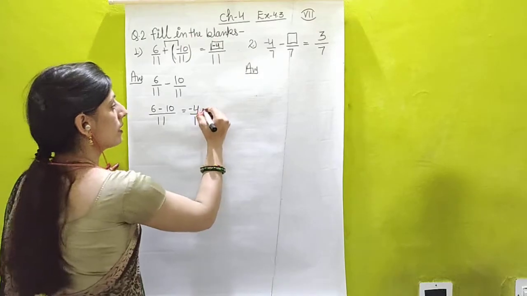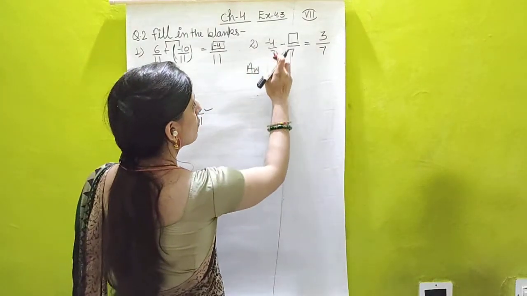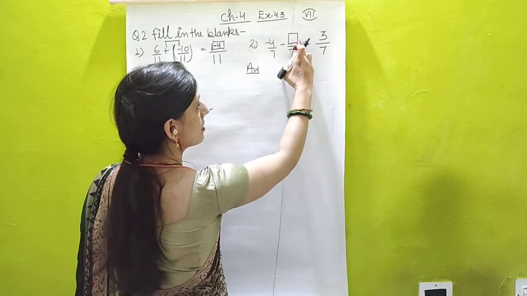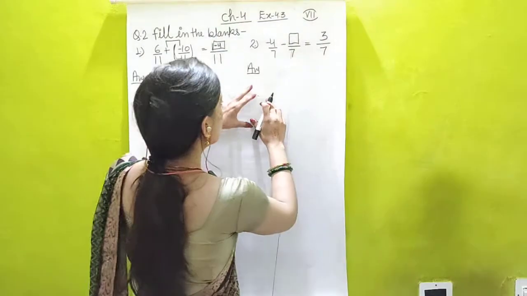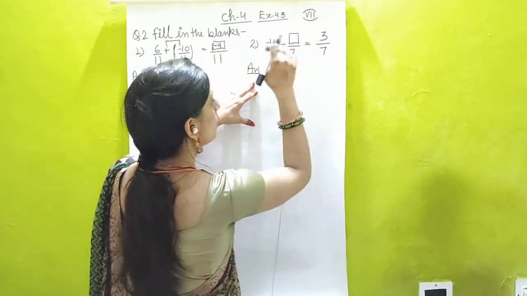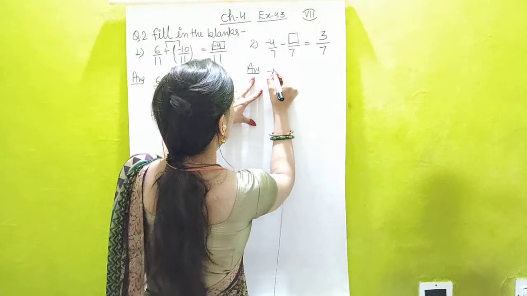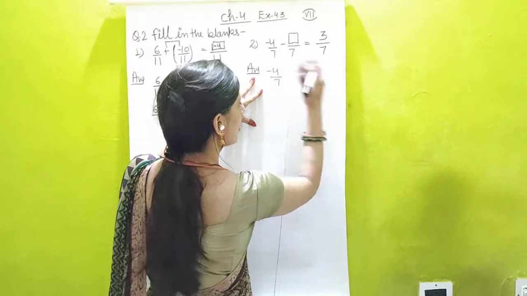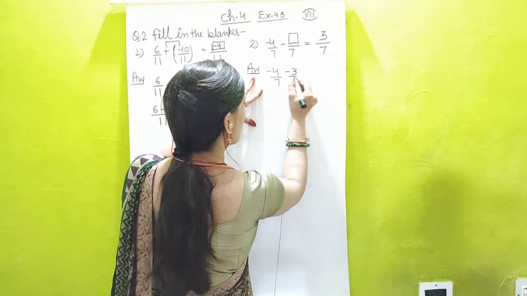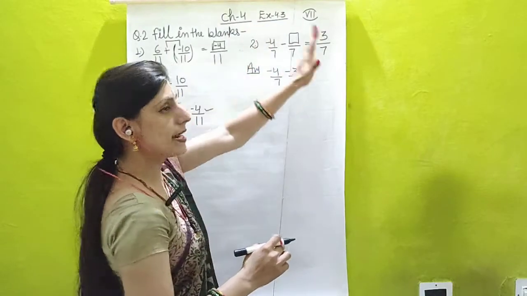Minus 4. This minus 4 is your answer. Now next one, minus 4 upon 7 minus a blank is given, then equals 3 upon 7. Here students, we are to find the missing digit. So what we will do here: minus 4 upon 7 stays, then this 3 upon 7 will come to the left hand side, then minus 3 upon 7, and this blank with 7 will go to that side.